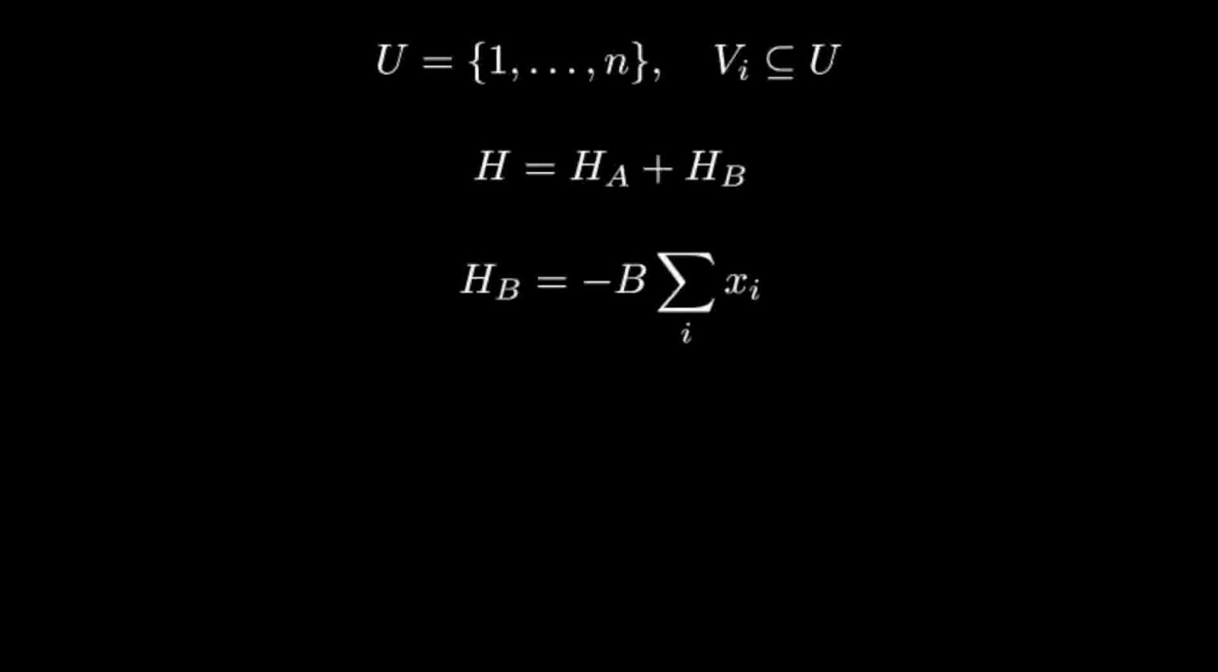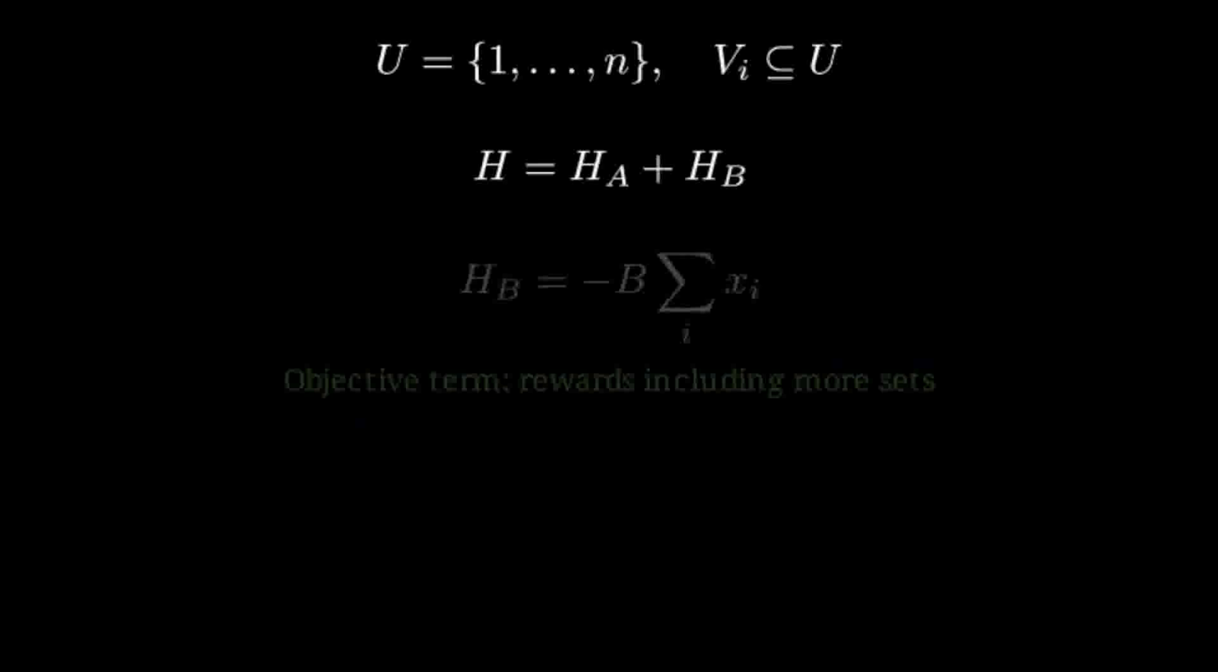Since we want as many sets as possible in our solution, we apply a negative penalty of B. Here xi is a Boolean variable which holds value of 0 and 1 if Vi is included in the set or not.